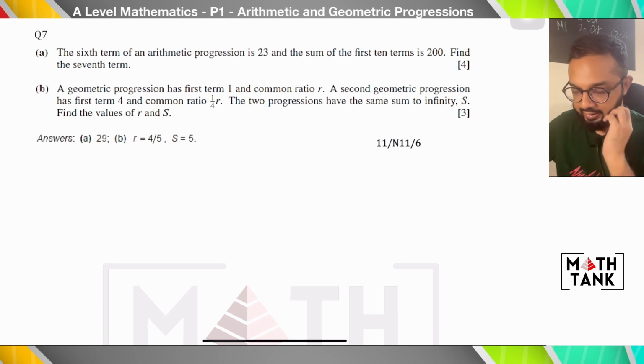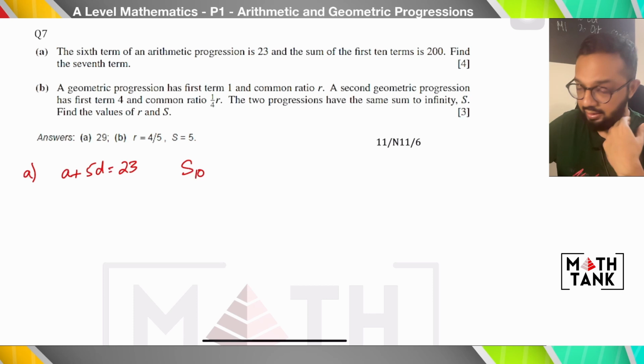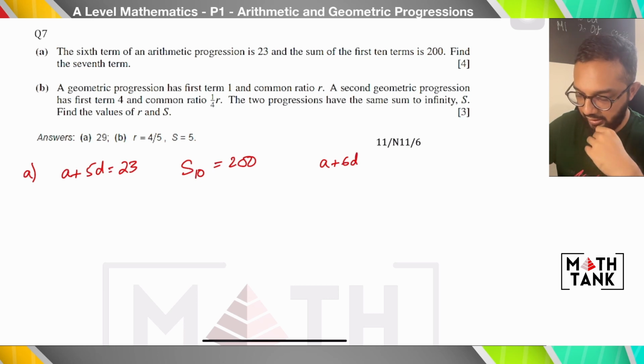Question 7 says the sixth term of an arithmetic progression is 23. So a plus 5d is 23, and the sum of the first 10 terms is 200. Find the seventh term. So I will need a and d. So I've got to solve them simultaneously.